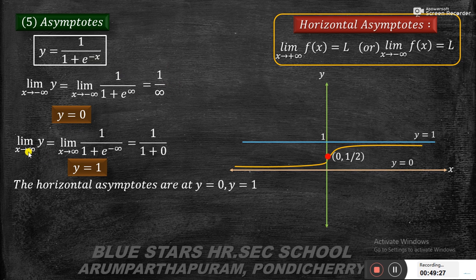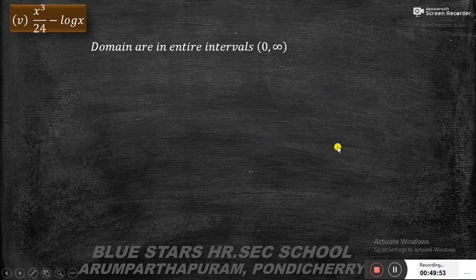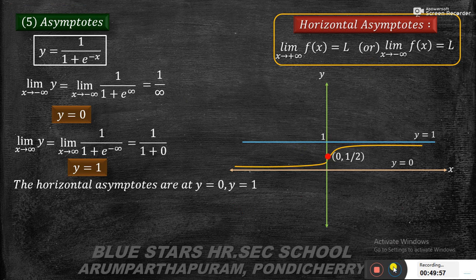Next, limit x tends to infinity of y: 1 by 1 plus e power minus infinity. E power minus infinity is 0, so 1 by 1 plus 0, y equal to 1. The horizontal asymptotes are y equal to 0 and y equal to 1. This is the asymptotes curve. We complete the class.